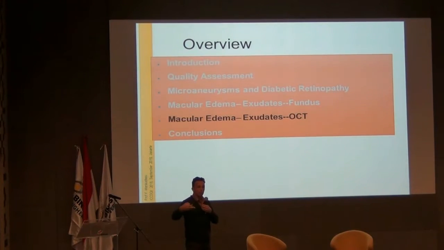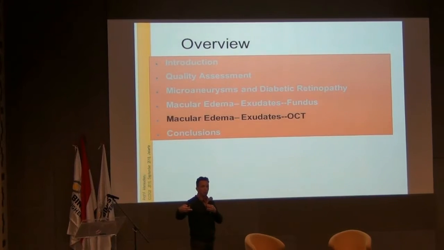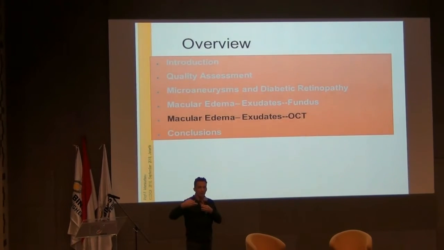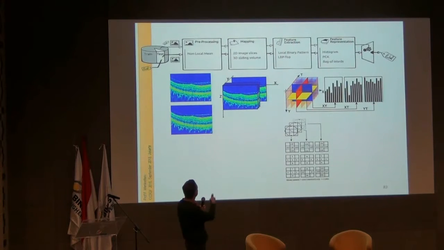Then we keep on moving. That was the exudate on the fundus image, but as I told you before, sometimes before the exudates arrive, you have some cysts which you cannot see in the fundus image. So we have to use SD-OCT imaging. We developed a pipeline where you have to pre-process those images. Remember, those images are volumes, so you have 128 of those images per patient. So you have to pre-process those images.